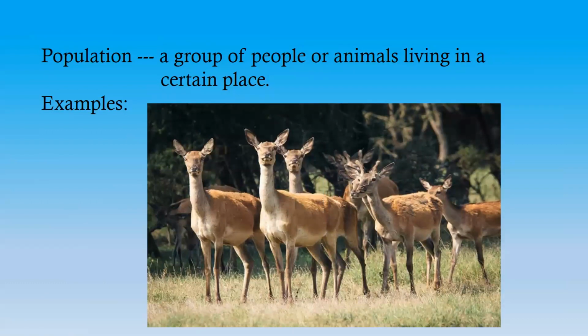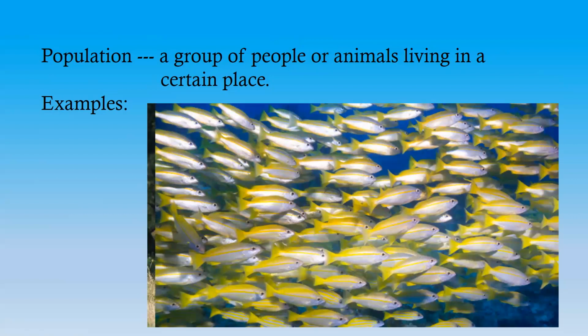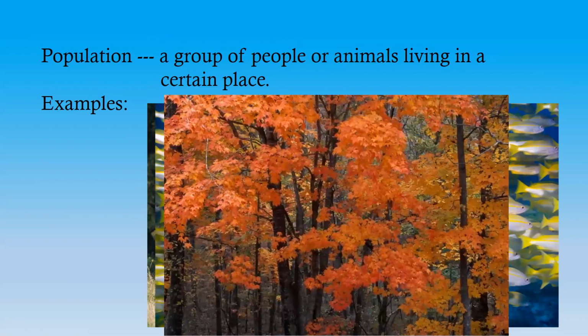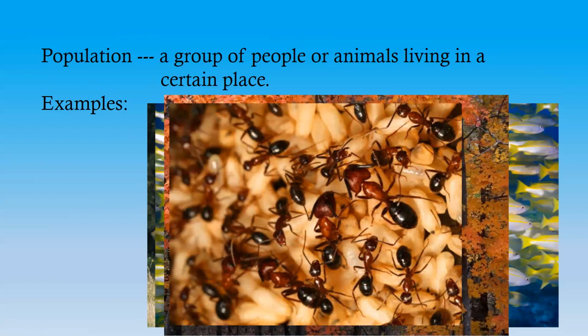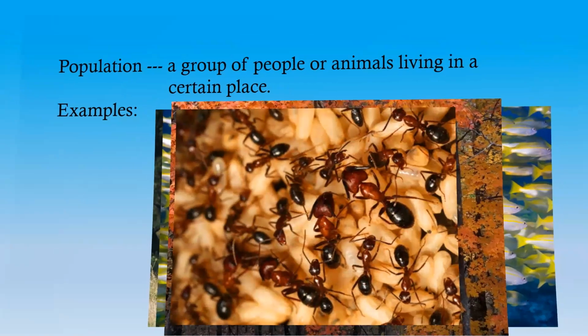What are these animals? Population of deer, that is correct. How about this? Population of fish, the same kind. What is this? This is a maple tree, population of maple trees. Population of ants.